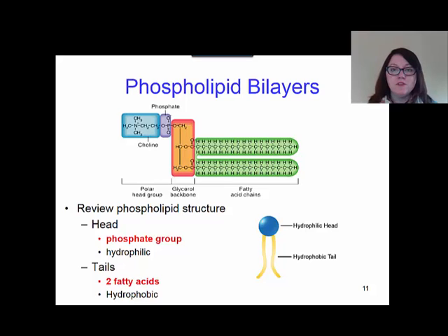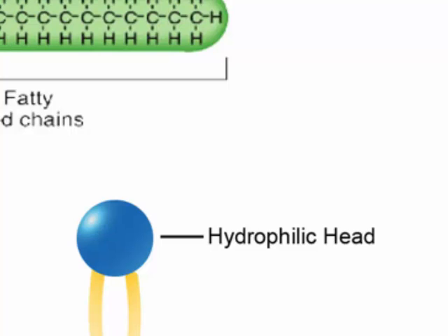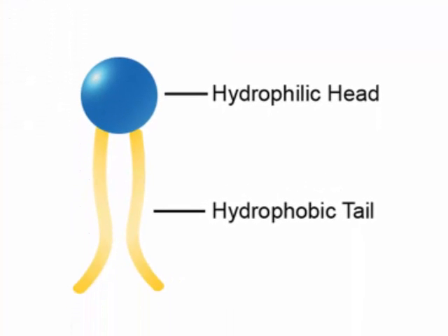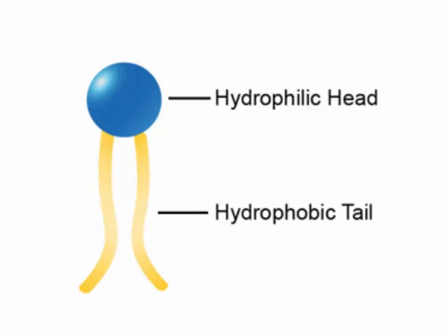The term for this is amphipathic. That's both hydrophilic and hydrophobic. And this is really important for the function of a phospholipid. And we'll look at that in just a minute. But I wanted to mention that we call the portion of the phospholipid that contains the phosphate group the head. So we say the head is hydrophilic. And the portion of the phospholipid that contains the fatty acid chains, we call that the tail. So the hydrophobic tail.